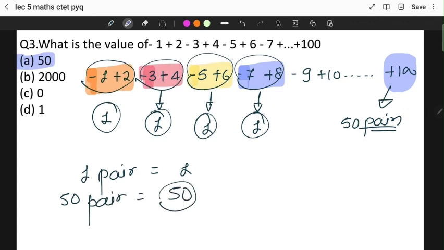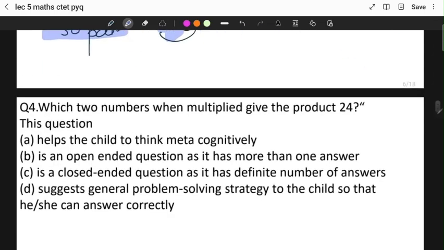I hope you have got it. From each pair we are getting 1, and there are 50 such pairs, so we get a value equal to 50. Okay, moving on to the next question now.